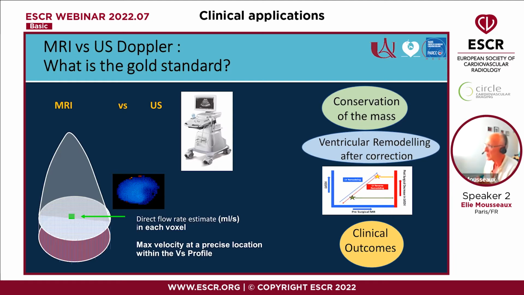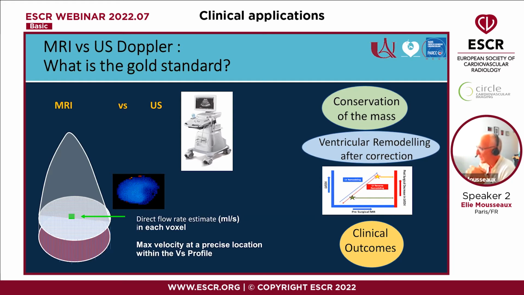And when I speak about the mean velocity, when I speak about the flow, I mean at each point I have the velocity on the surface, and the mean velocity is the velocity averaged over all the cross section. So for the cross-section velocity, the mean velocity or the flow in milliliters per second, the reference technique will be the MRI. Okay, you must understand that point.